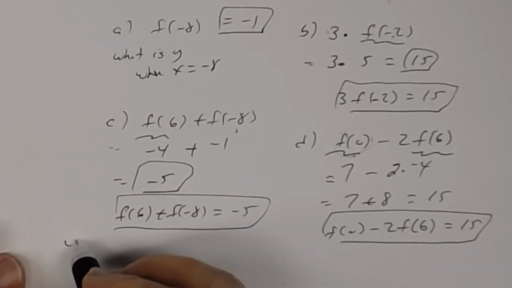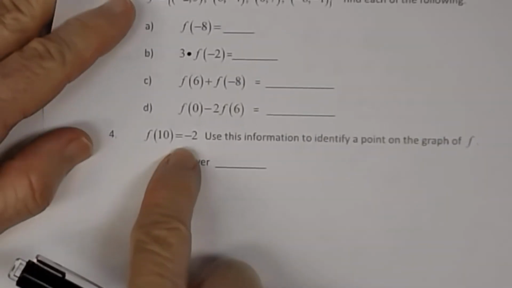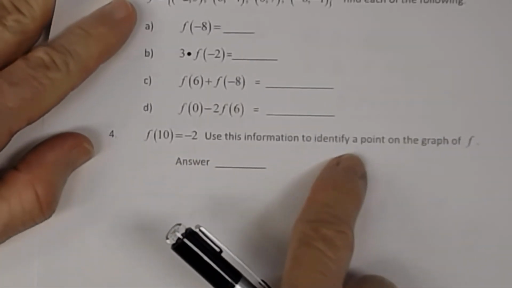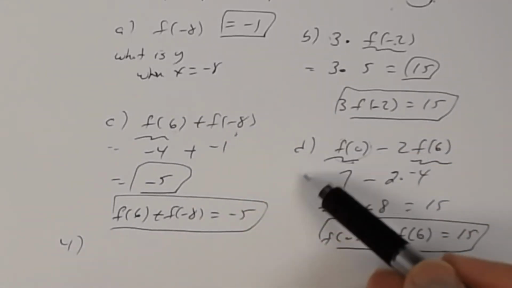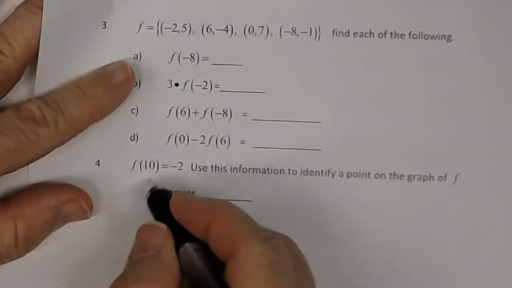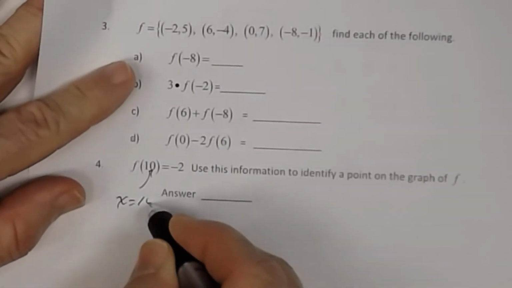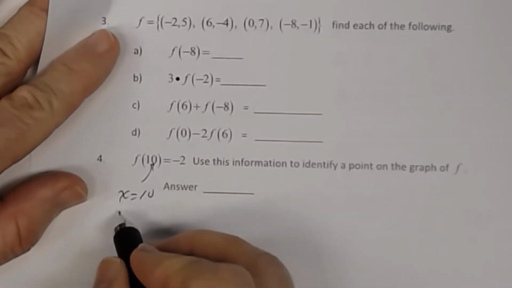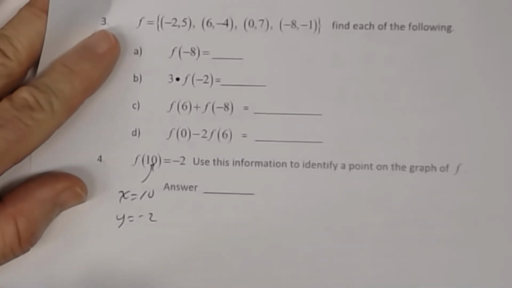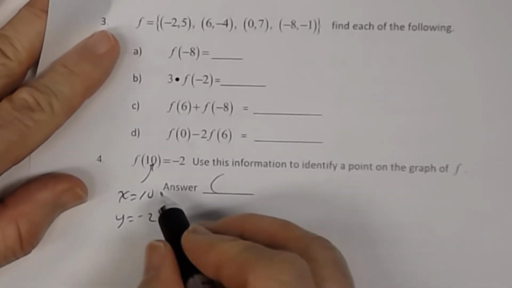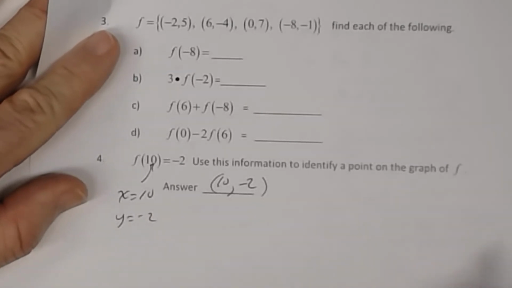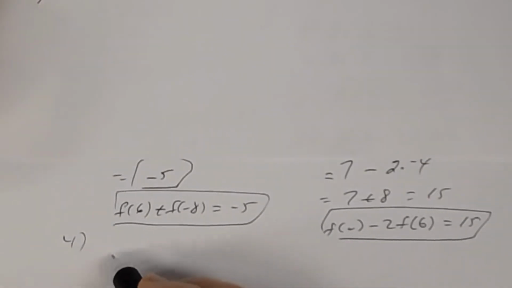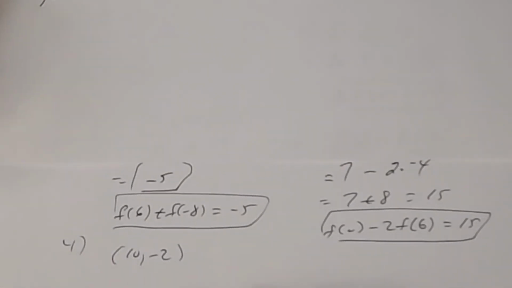And then finally, number 4 just says this. If you're told that f of 10 is -2, use this information to identify a point of the graph. Well, it goes back to what we were doing here as well. This means that when x is 10, y is -2. And so the point of the graph, remember it's an ordered pair, is (10, -2). So for number 4, the answer is (10, -2).